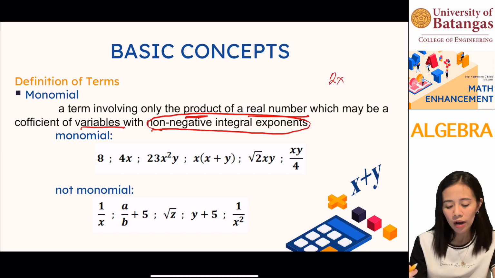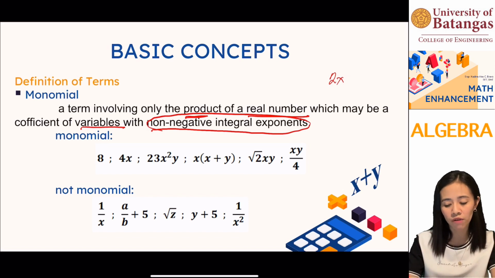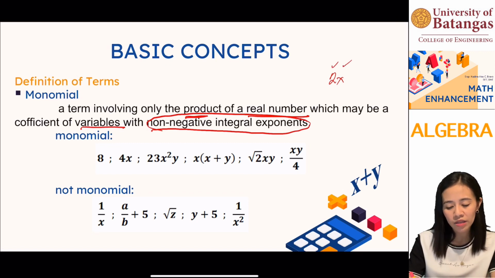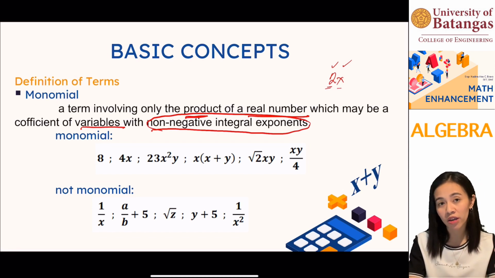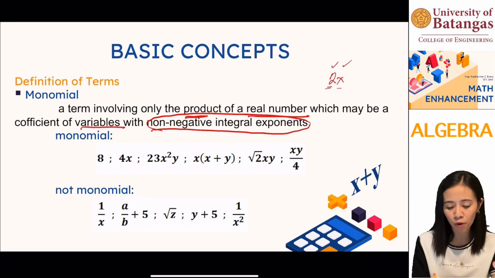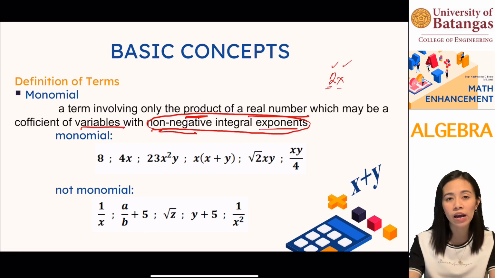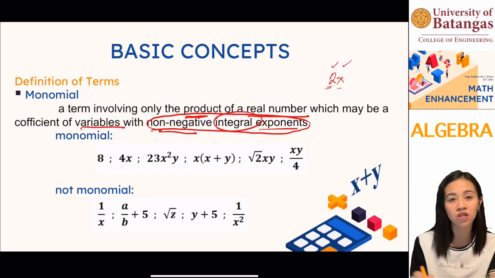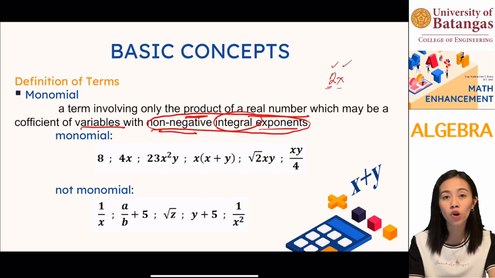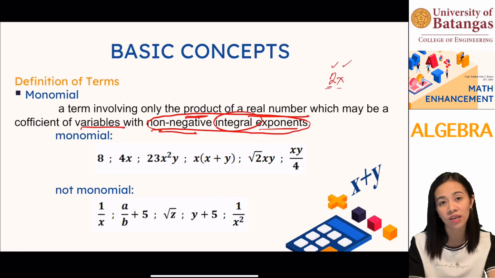Okay, so 2x is considered a monomial, because you have a real number multiplied to a variable, where the real number acts as a coefficient of the variable. So yung variable daw, pwede siyang mag-exponent as long as the exponent is non-negative. Kailangan positive yung exponent ng variable mo and at the same time, integral siya. Ibig sabihin, whole number siya. Hindi siya fraction, hindi siya decimal.